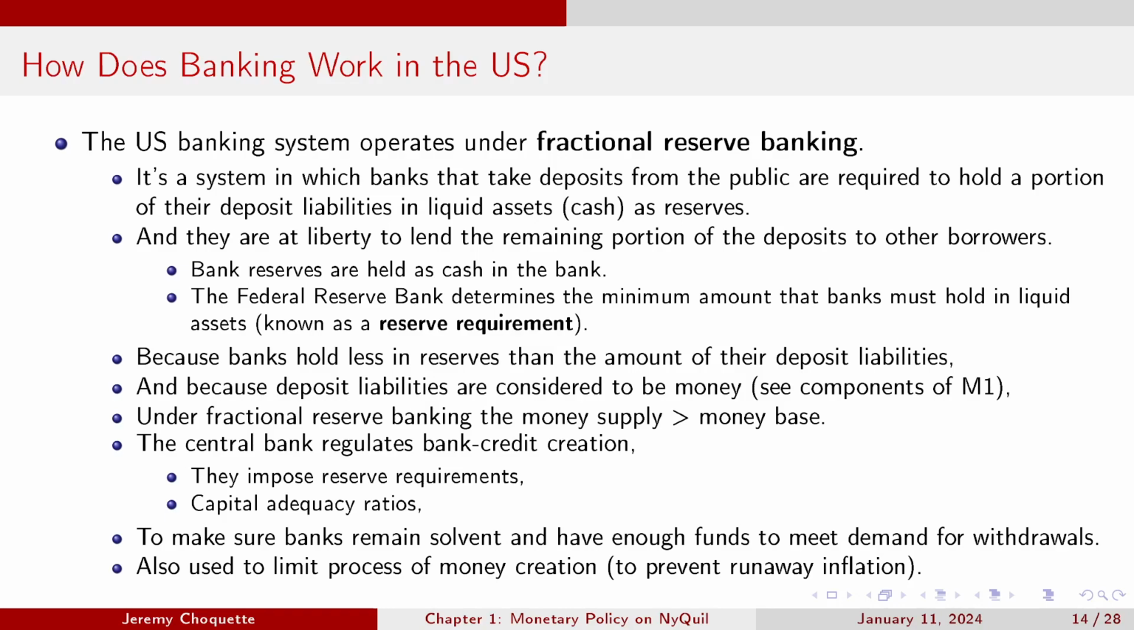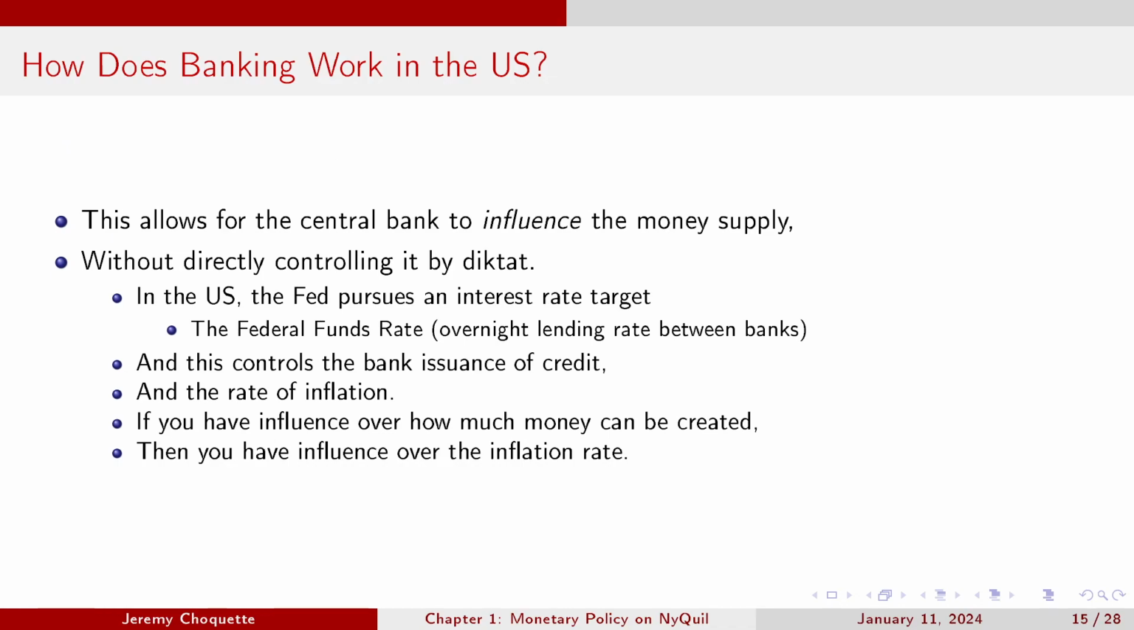Now, banks hold less in reserves than the amount of their deposit liabilities. And because deposit liabilities are considered to be money, because they're components of M1, under fractional reserve banking, the money supply exceeds the money base. So really what's happening here is that the central bank is regulating the creation of bank credit. They impose these reserve requirements and set capital adequacy ratios to make sure the banks remain solvent and have enough funds to meet demand for withdrawals. Also to limit the process of money creation to try to prevent runaway inflation.